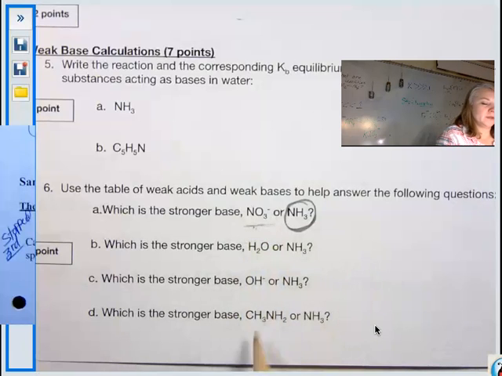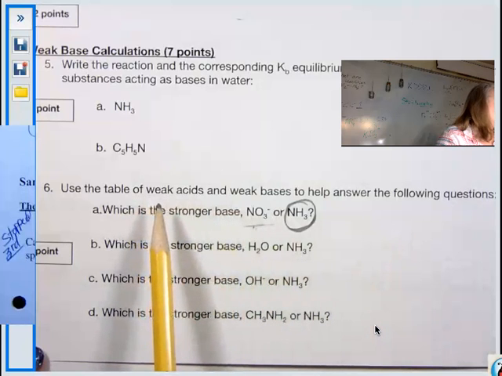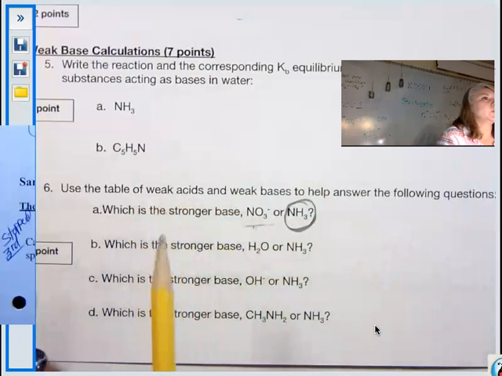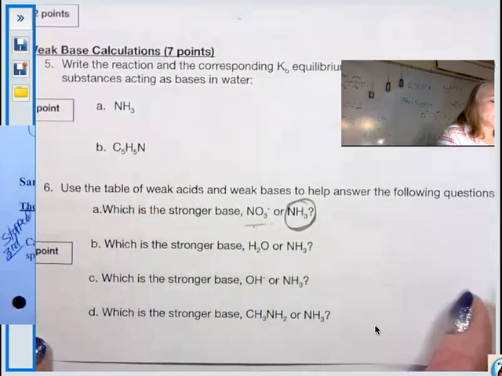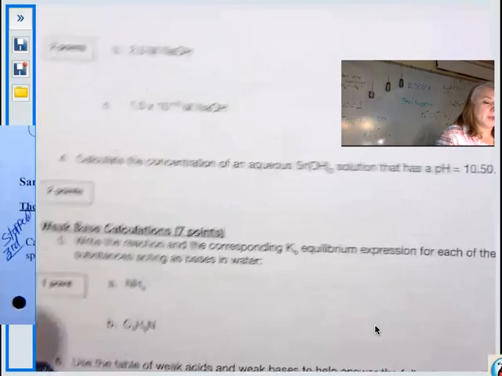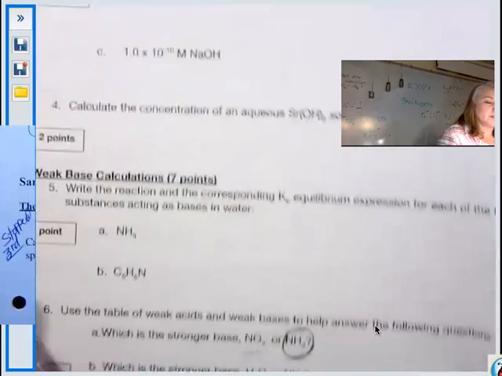Okay. But you've got a table that you can look at. You can find one in your textbook. There's a table of weak bases in your textbook. Okay, and then let's see what else we got. I don't think you can do number 5. Oh, number 4. Y'all look at number 4 real quick.